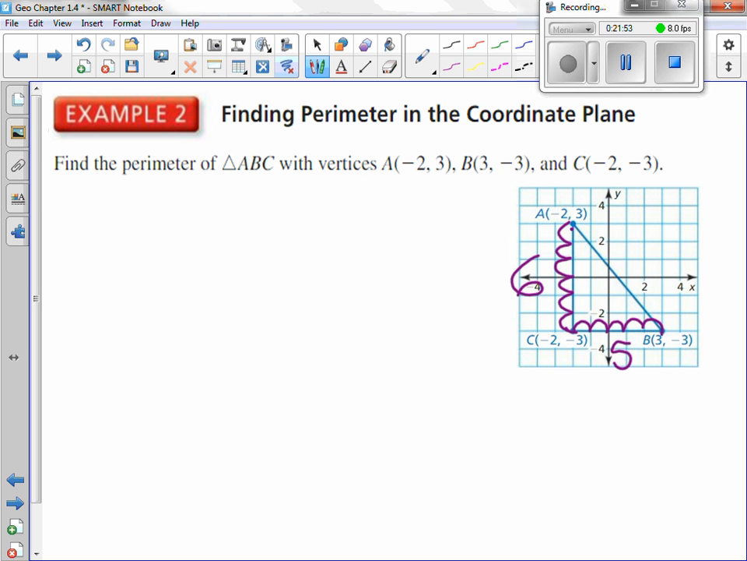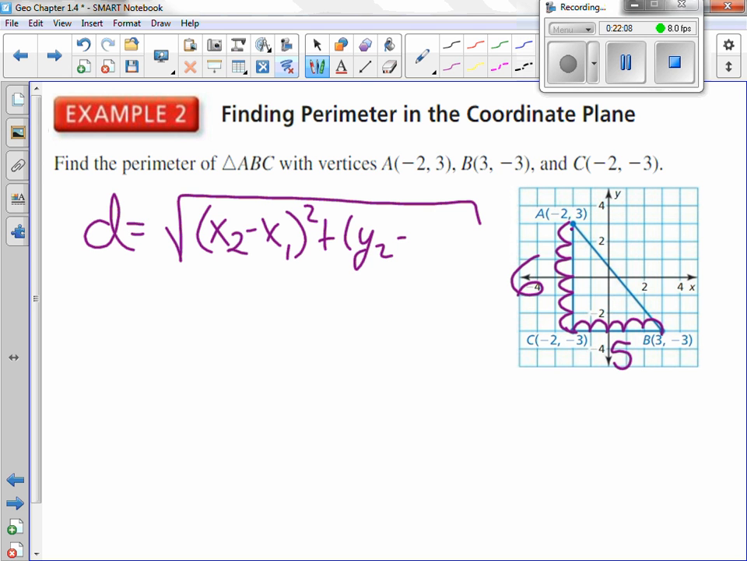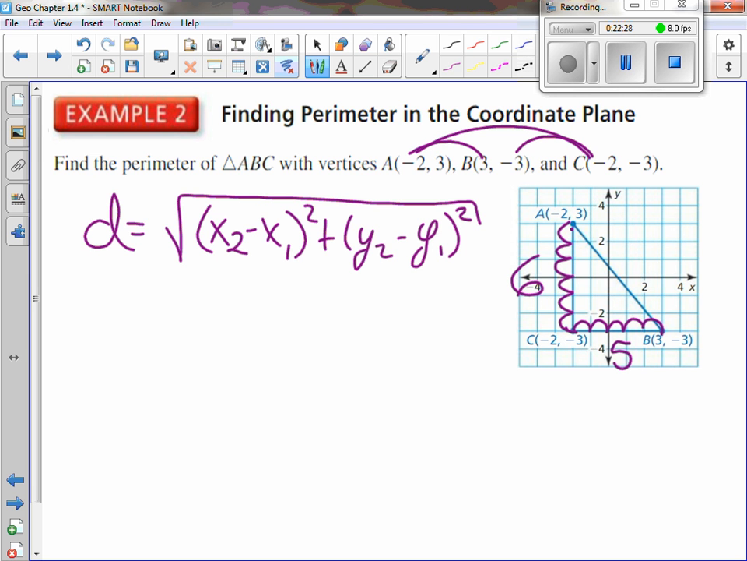Can I do the same thing from A to B? No, it's a diagonal, isn't it? So we're going to have to use the distance formula. Really, for any of these here, we could have used the distance formula. And for a triangle, we're going to have 3 sides, so we could have found the distance from A to B, A to C, and then B to C. Use the distance formula for all 3. And we would have gotten our answers.